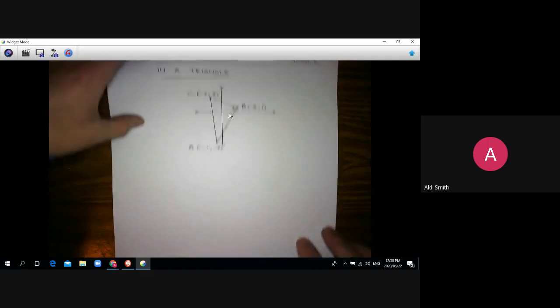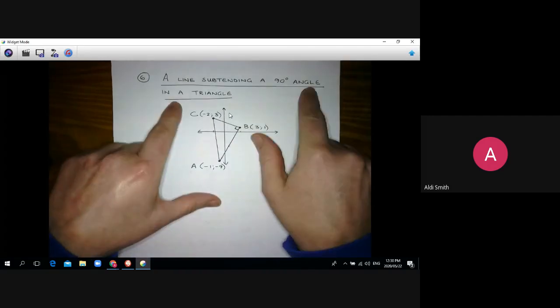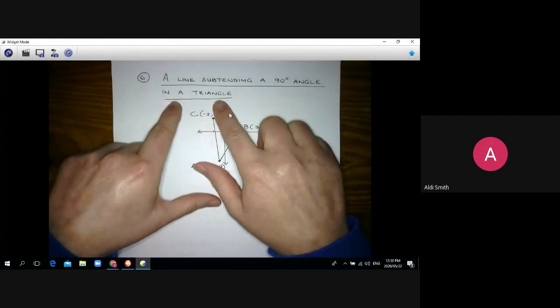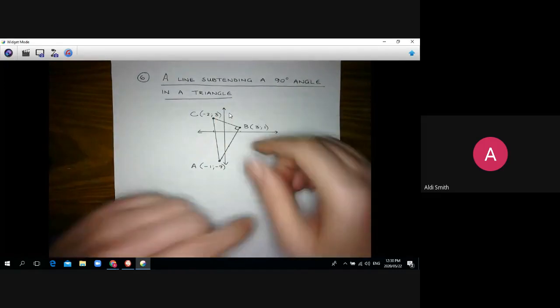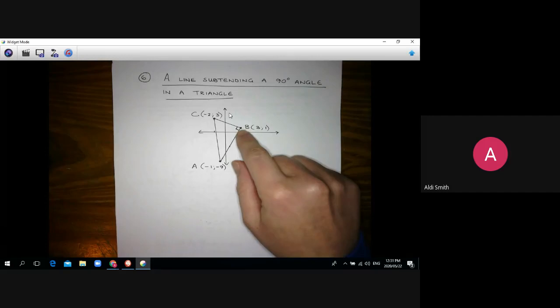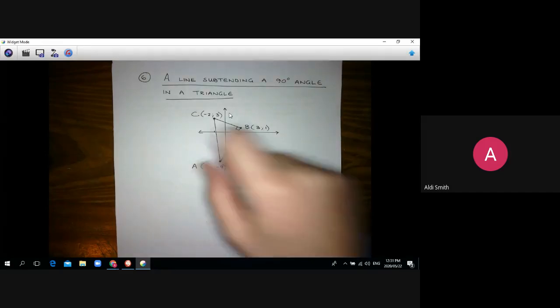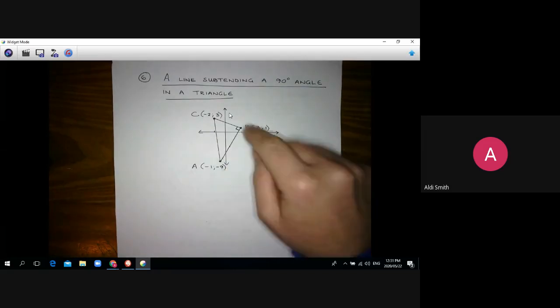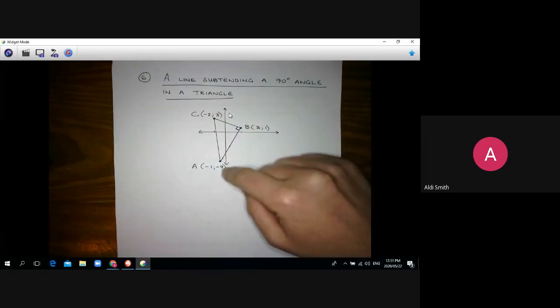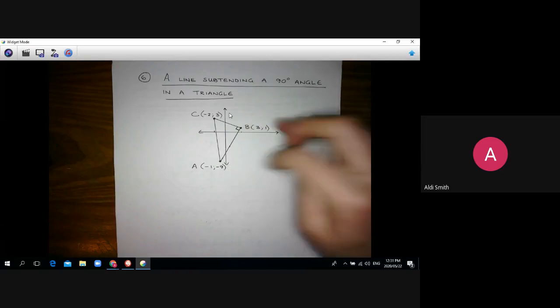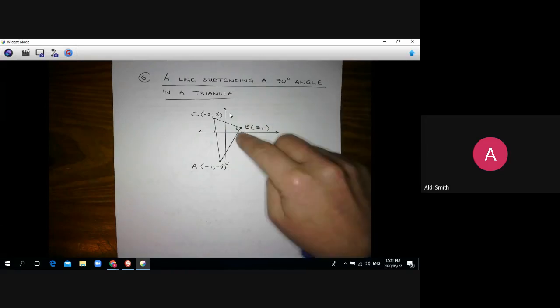Now, the 6th type of question they can ask when you're answering questions on circles is a line subtending a 90-degree angle in a triangle. So sometimes the question will start off where there's no circle present. There'll just be a 90-degree right angle triangle. And they'll give you these points. That's point A, that's point B, that's point C. And they'll ask you a bunch of questions. They might even ask you to prove that CB is perpendicular to AB because you've got the coordinates.